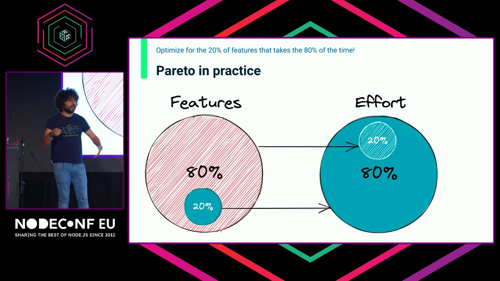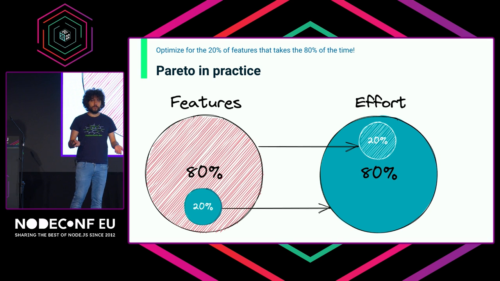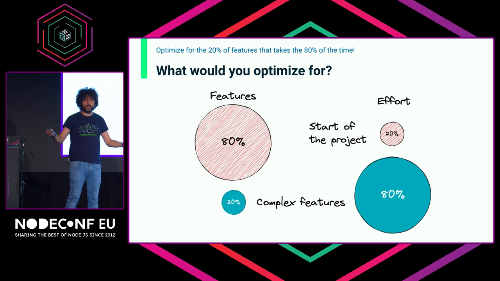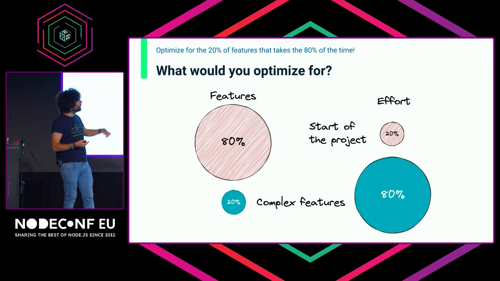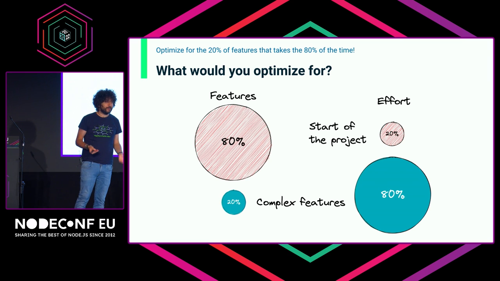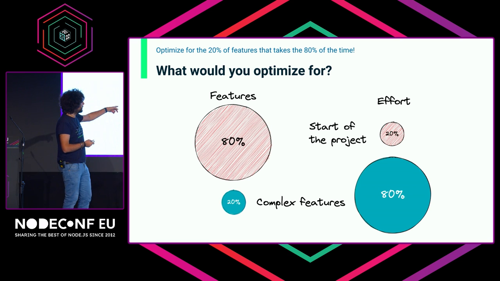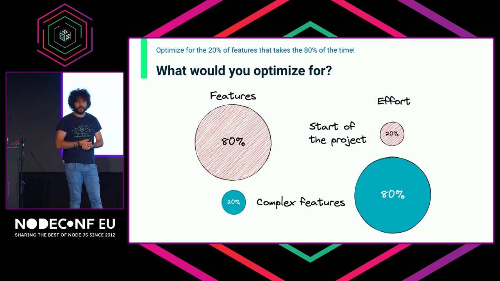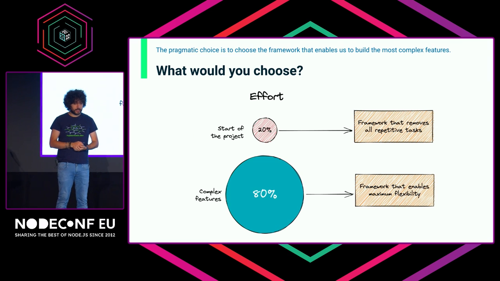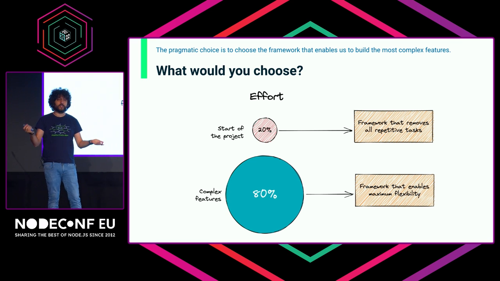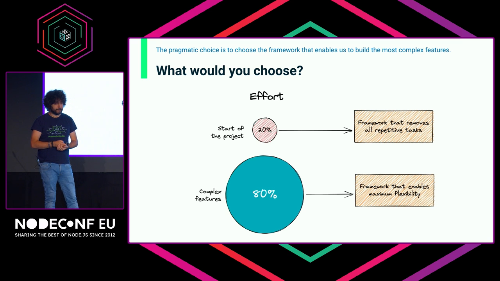So you're picking a framework and you're picking a technology, okay? And whenever you're picking that technology, what would you optimize for? What stack, what things would you optimize for? Would you optimize for something that is very easy to get you started at the start of the project, that has a good generator, a good tutorial or whatever, or something that is very good for developing complex features? What would you choose? You can choose something that's good for doing repetitive tasks or something that's good for maximum flexibility. Those are the two brackets.